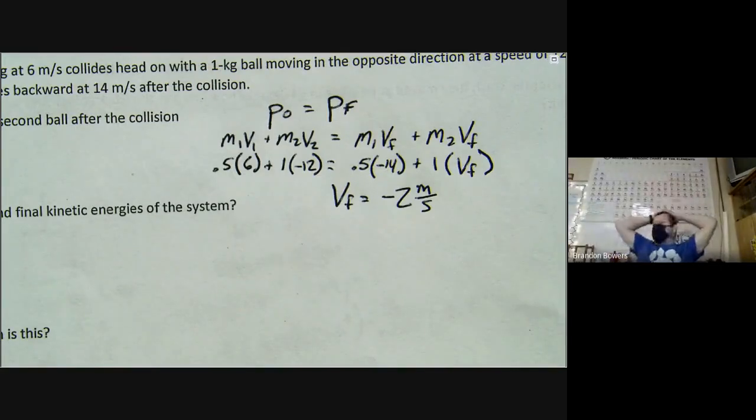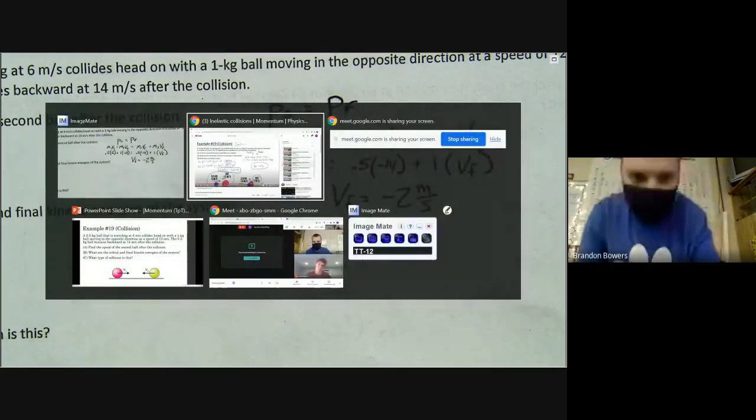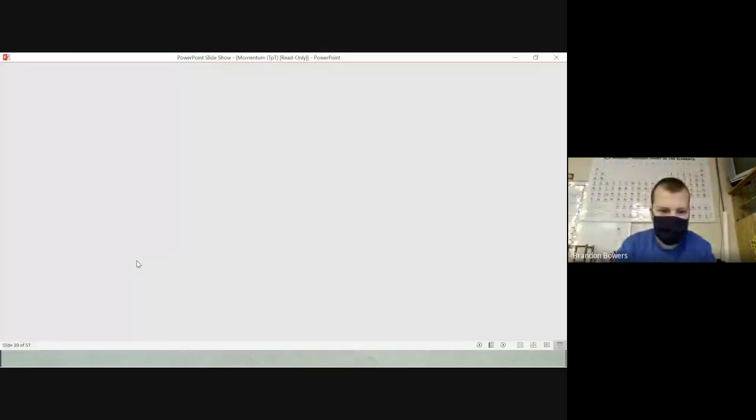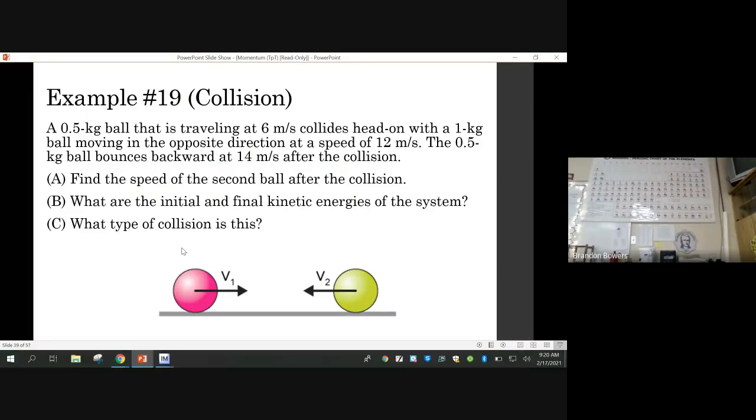Why is the negative on the ball on the right, and then the positive on the ball on the left? If you look at this question, the little ball goes this way, so its initial velocity is going left. The initial velocity is 12 meters per second, but it's going left, so we have to signify that with a negative. Okay, I got it.